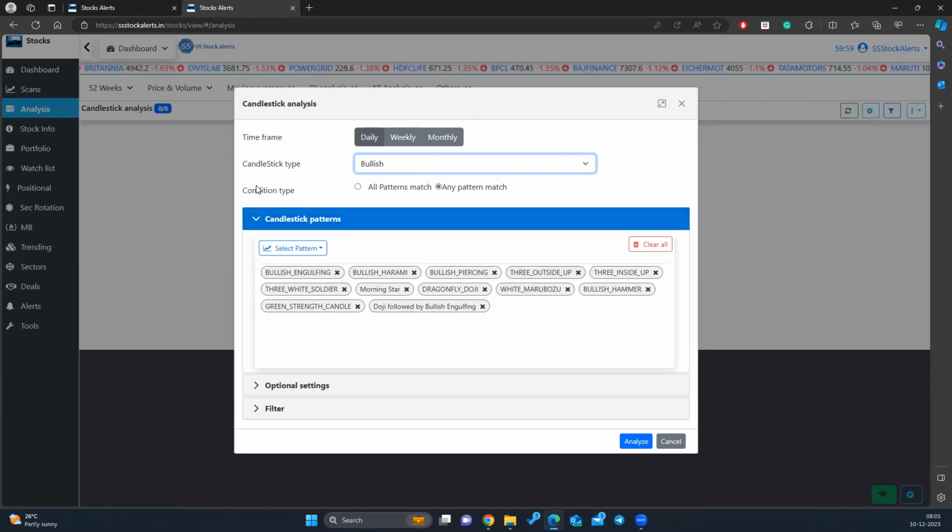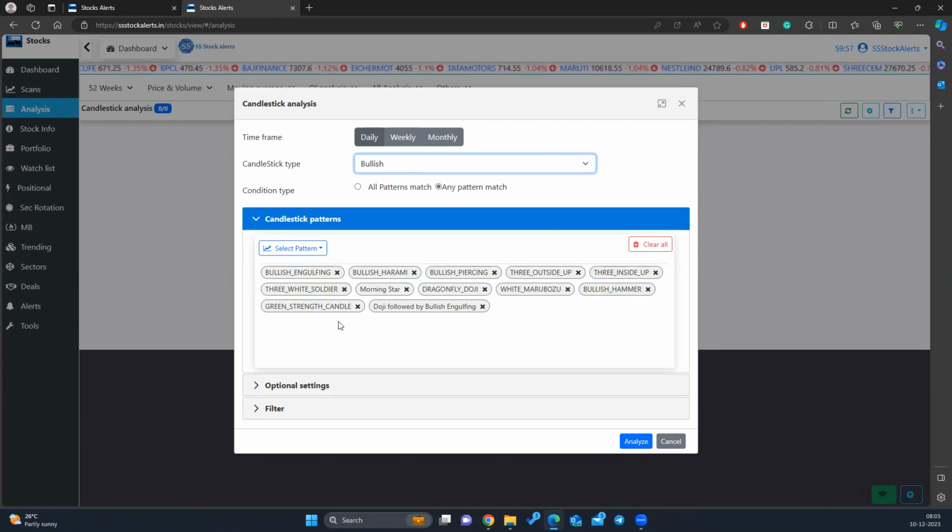The next one is condition type here, and the first one is all patterns match. What it means is that one stock should match with all these patterns. Whenever you want to do some combination pattern, then you can go for this one.